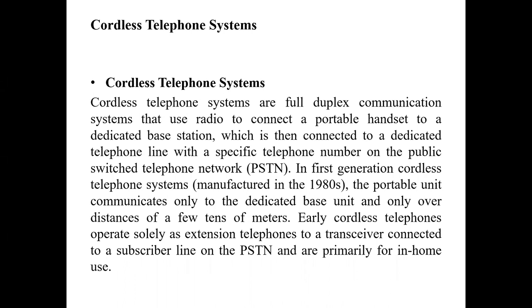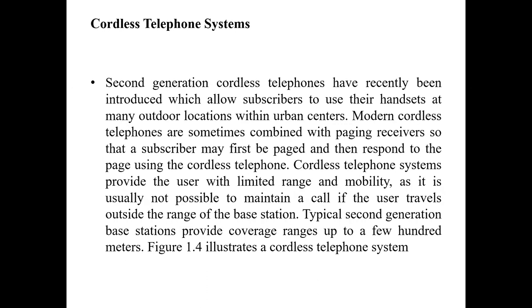So the cordless telephone will be installed on a landline. In the first generation cordless telephone system, manufactured in the 1980s, the portable unit communicated only to the dedicated base unit and only over a distance of a few tens of meters. Early telephones operated solely as an extension to the telephone, with a transceiver connected to a subscriber line on the PSTN, and were primarily for in-home use.